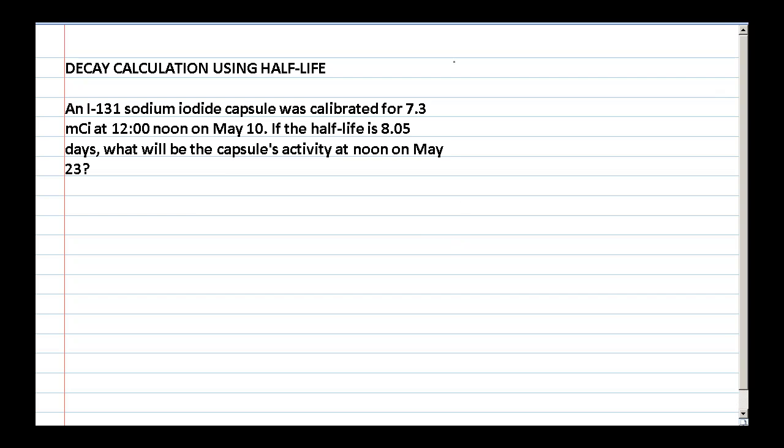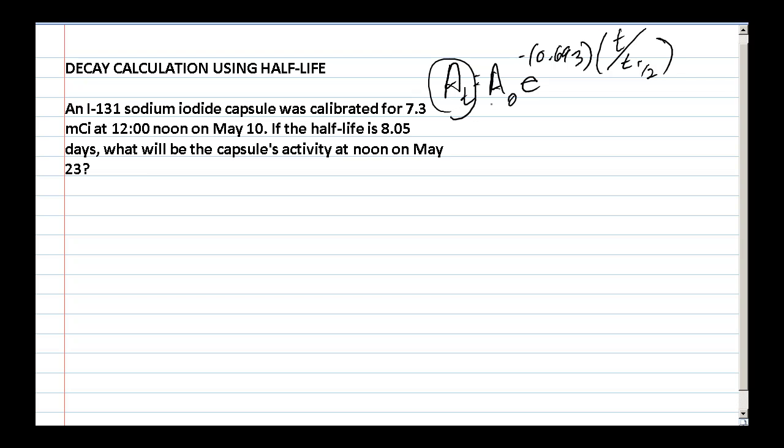So the first thing you need to know when you're doing one of these problems is the half-life formula, or the decay formula using half-life. It is written as A_t equals A_0 times e to the negative 0.693 t over T 1/2. A is your activity at time t, A_0 is your original activity, t is just the elapsed time, and T 1/2 is your half-life.